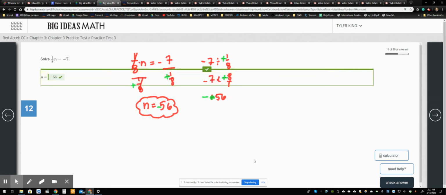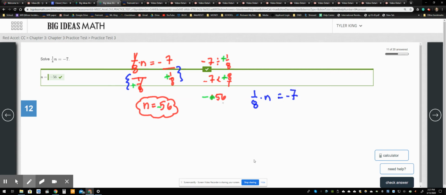Okay, now I want to show you another way of doing this problem, because sometimes it's a little bit easier to do it that way. Because seeing this division by a fraction can be scary, and it gets pretty messy in identifying what's going on. So we have 1/8 times n is equal to negative 7.